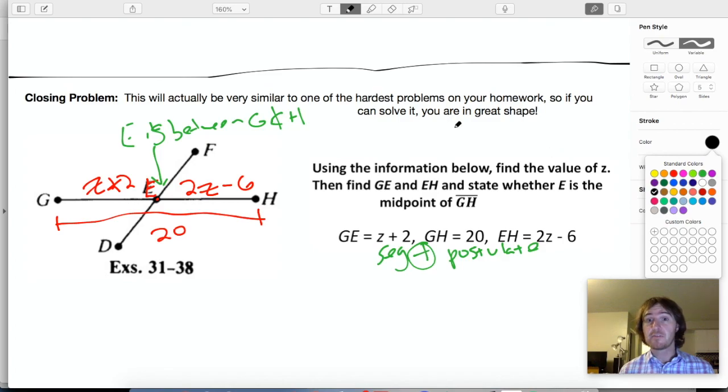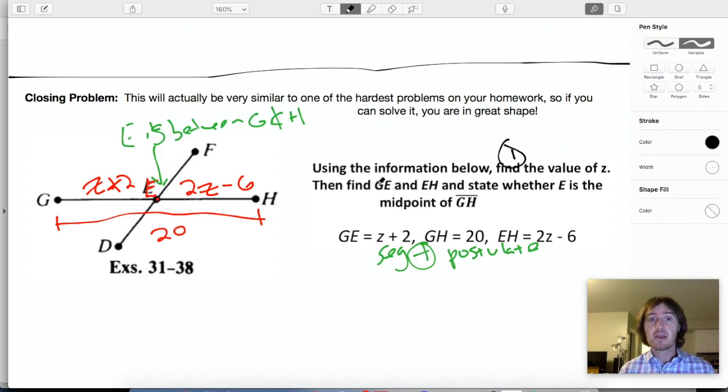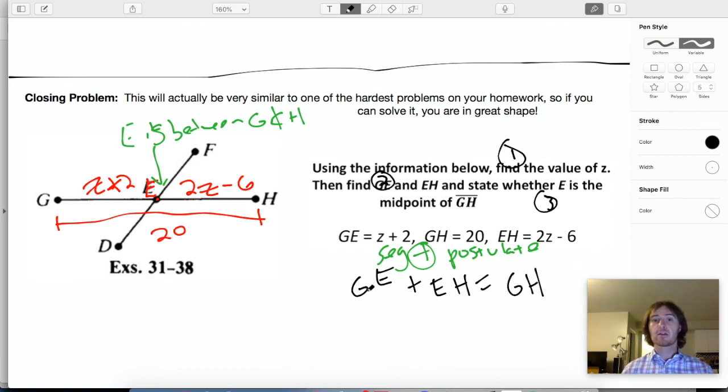So it says find the value for Z. That's what we're going to do first, and then we're going to do this second, and then finally we're going to do this third. There are three things we have to do, so let's find Z now. To find Z, we just need to set up an equation with Z. Very good. So what I know about the segment addition postulate is that part, GE, plus the other part, EH, equals the whole. And the whole is the length of GH right here. Length of GE plus length of segment EH equals the length of GH, or distance GE plus distance EH equals distance GH.